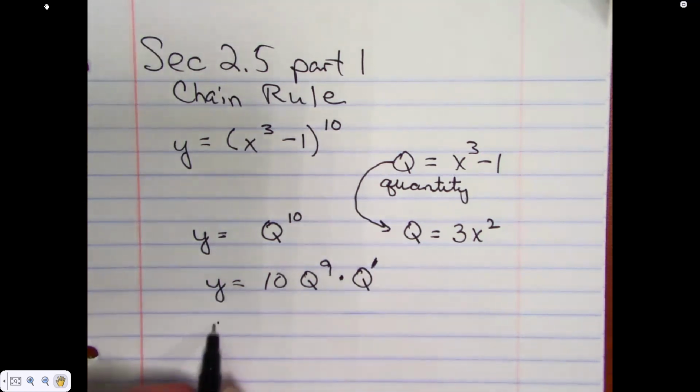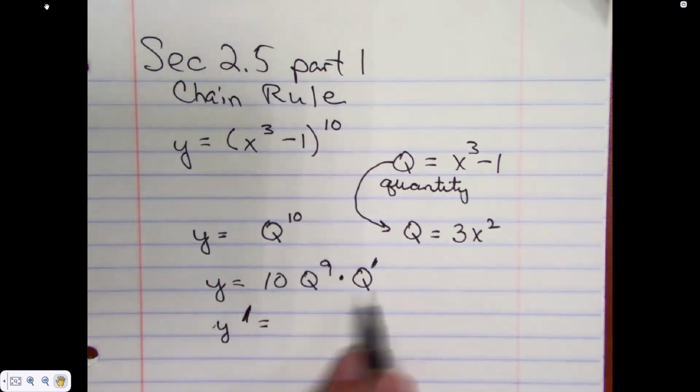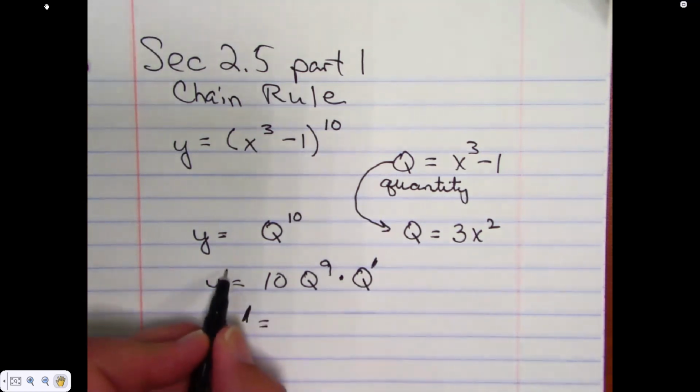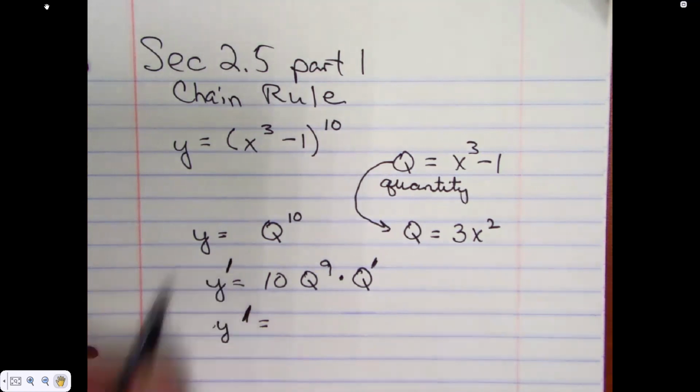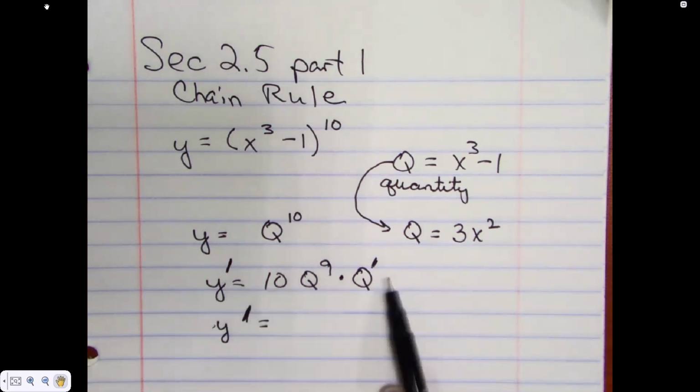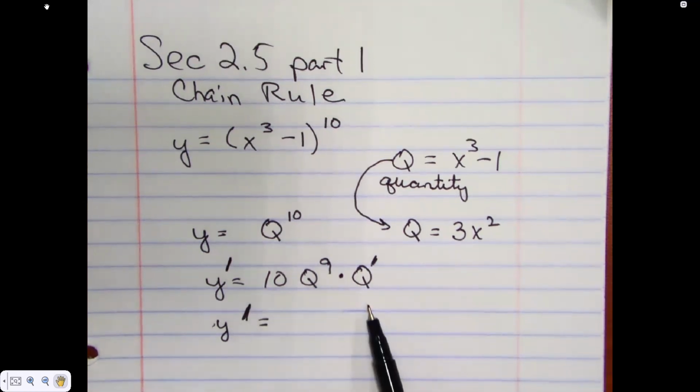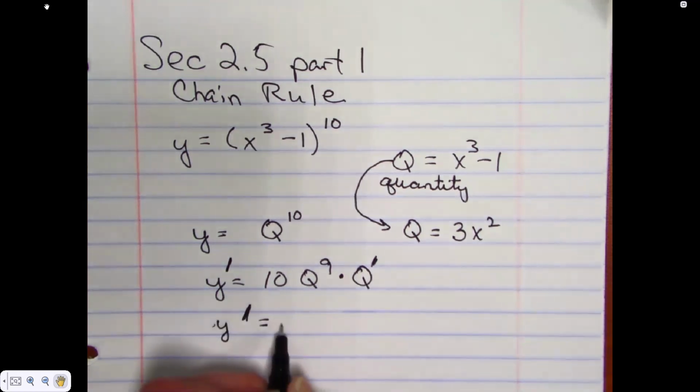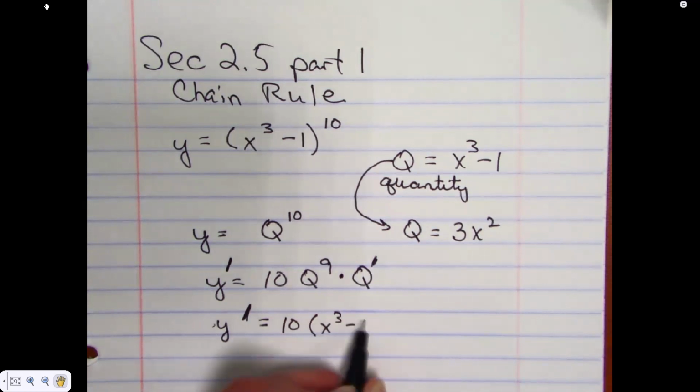And then this is my answer. I just replace it back. Let's put the derivative sign here because we started it. That would be okay to say that this line is already the derivative. Now we just have to fill the stuff in. And then our answer is 10, but not Q, x to the 3rd minus 1, don't forget, to the 9th.